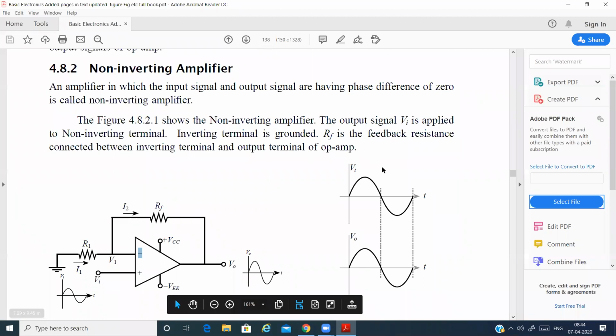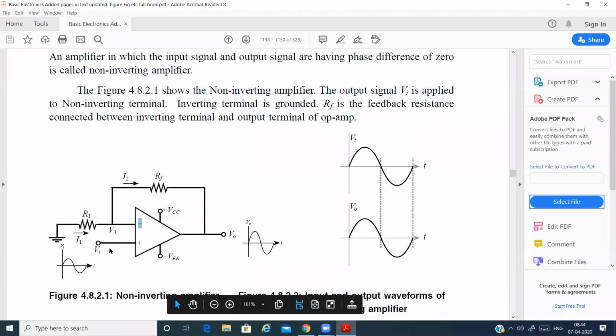Now as you can see, since we are giving input to the positive terminal and taking the output across this terminal, this is the input signal and this is the output signal. You can see both are in phase. There is no phase difference between them.